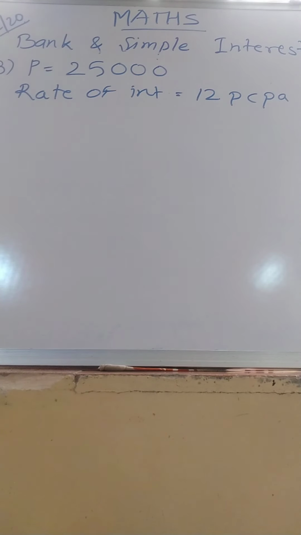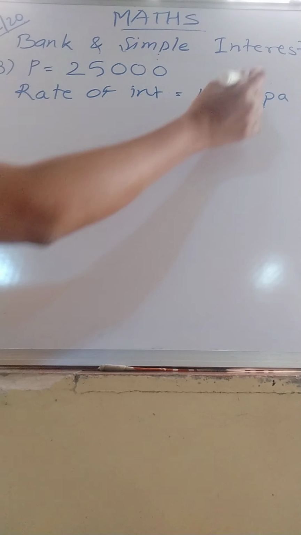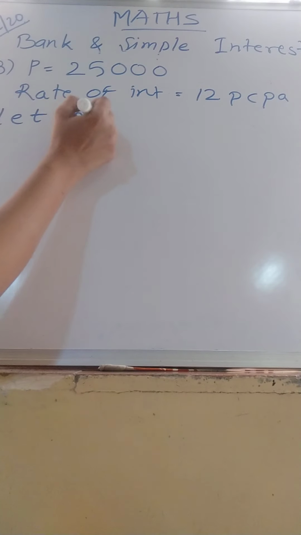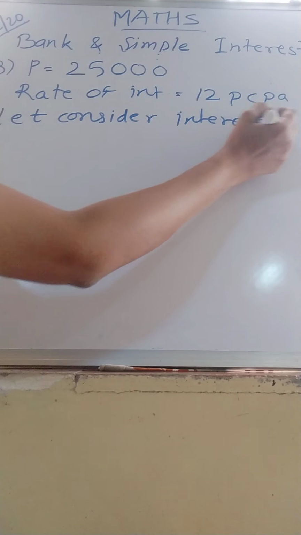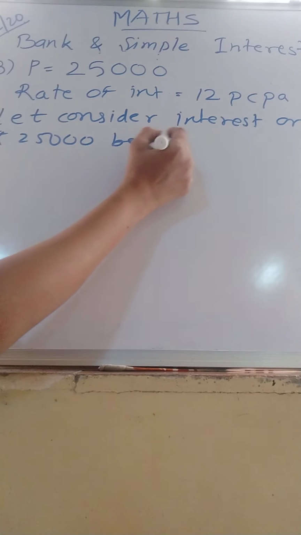after the given time period. Now whenever we return an amount to the bank, we give this principal amount also, and the interest which is based on this rate. Both amounts we have to return to the bank. So for that, first, what don't we know? Interest. So let's consider interest on rupees 25,000 to be X.